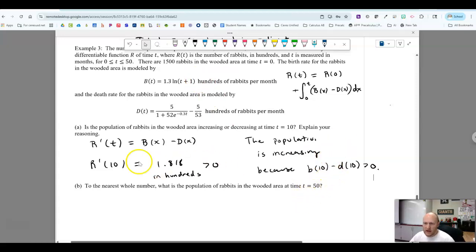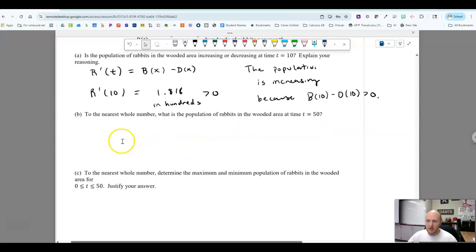You might get away if you identify your function as r prime of t is equal to this using r, because you're clearly showing what that function's identified as. But you need to reference birth and death rate somewhere in here, right? Okay, and actually, I don't like this. I'm gonna make sure it's capital B and D.